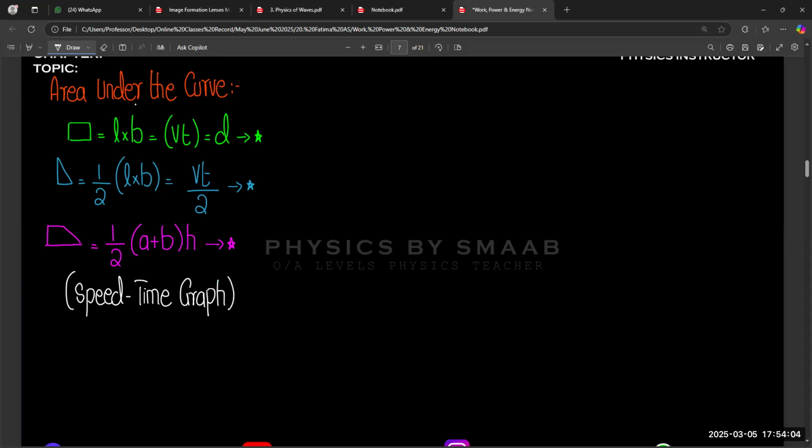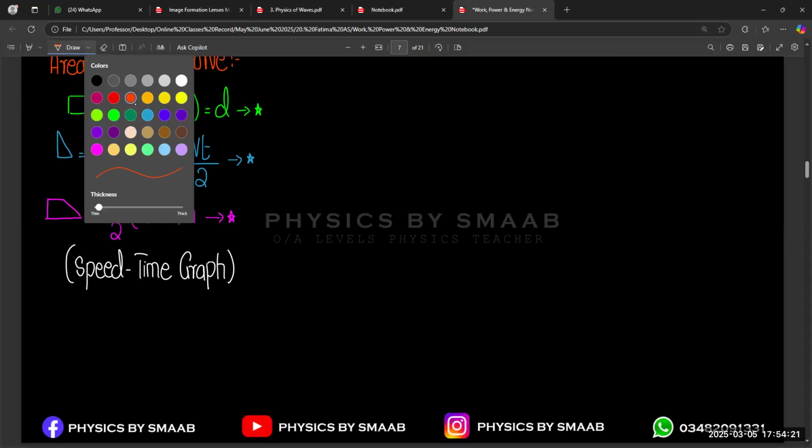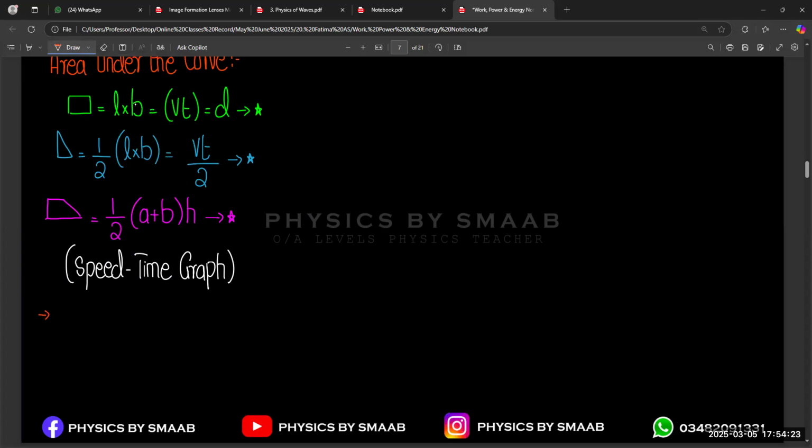And for example, if you want to check the distance time graph, right? If we apply the area under the curve idea over there, is it possible to get any other quantity or not? So for example, if we apply this idea on the distance time graph.